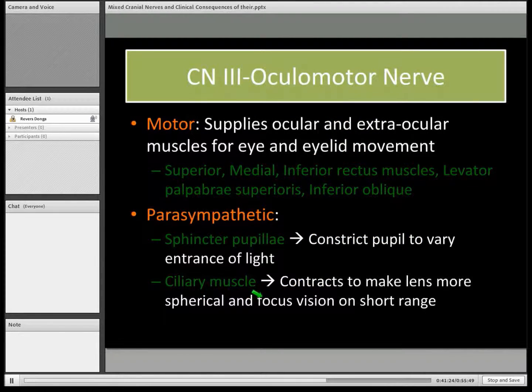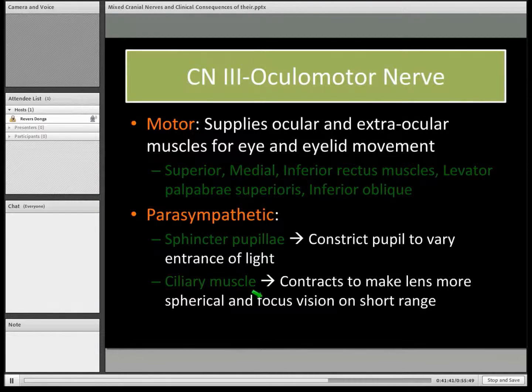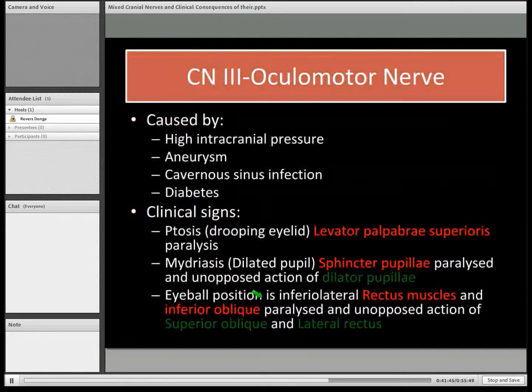Now, palsy to this nerve can be caused by many things: high intracranial pressure, aneurysm, cavernous sinus infections, as well as diabetes. Mainly the clinical signs are ptosis, which is drooping of the eyelid, mydriasis, which is a constant dilated pupil, as well as the eyeball being positioned inferior laterally on the affected side, so the ipsilateral side.